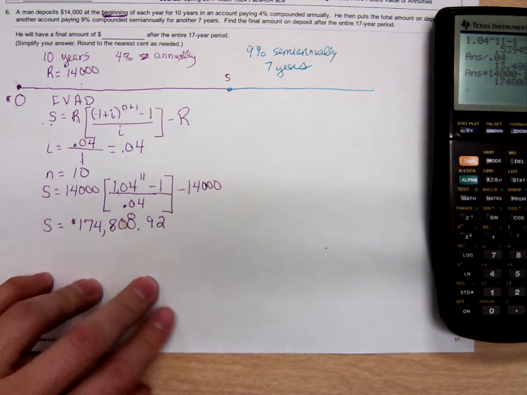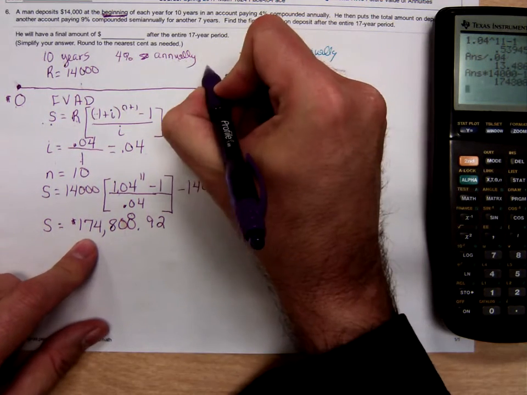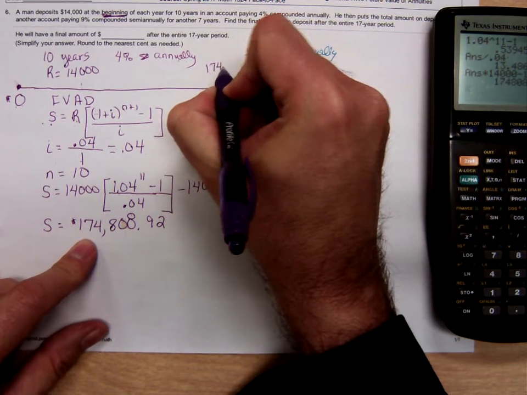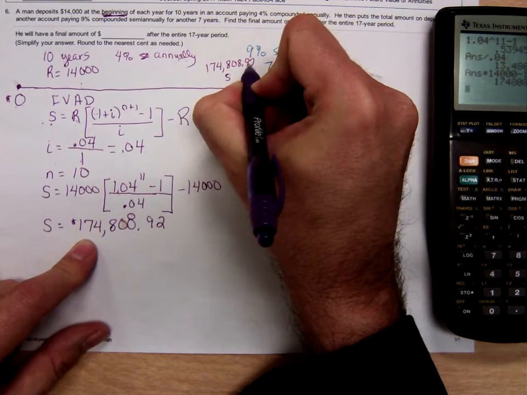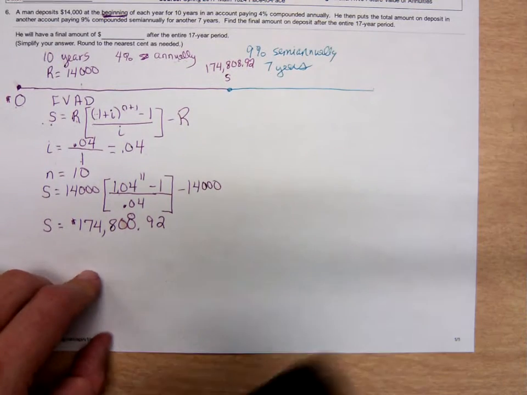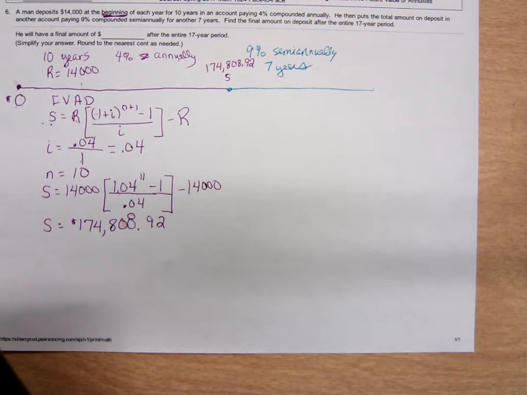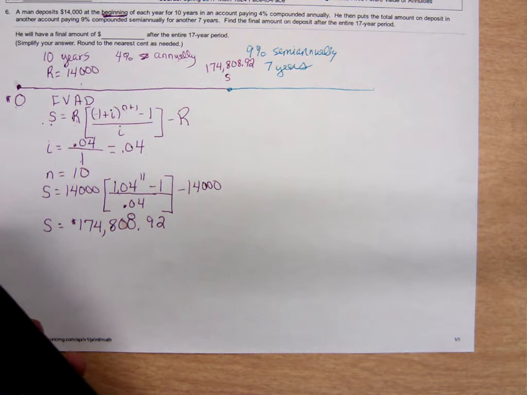Well, let me go ahead and make a note. The $174,808.92. Was there any questions or problems punching that in? Some of you have your calculator out there. If you punch it in, did you get the same thing?